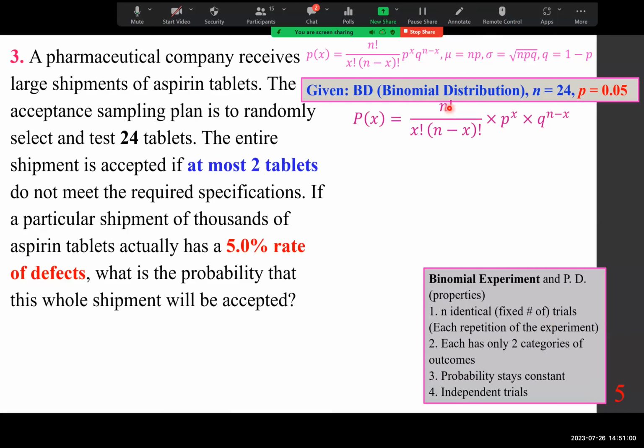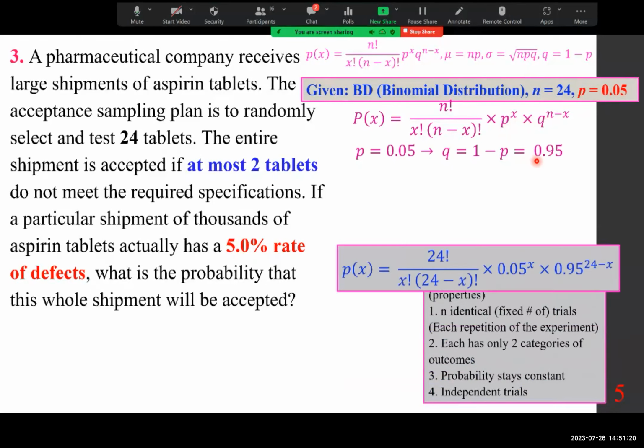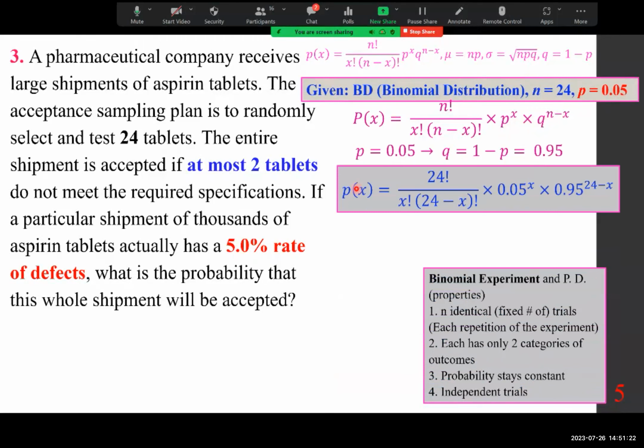We are going to change the n to 24. We're going to change the p to 0.05, and q is 1 minus 0.05 or 0.95. So p equals 0.05, q is 1 minus p or 0.95, and the formula is now this, which all we have to do for any number, replace the x. For example, what is the probability of x equals 0?